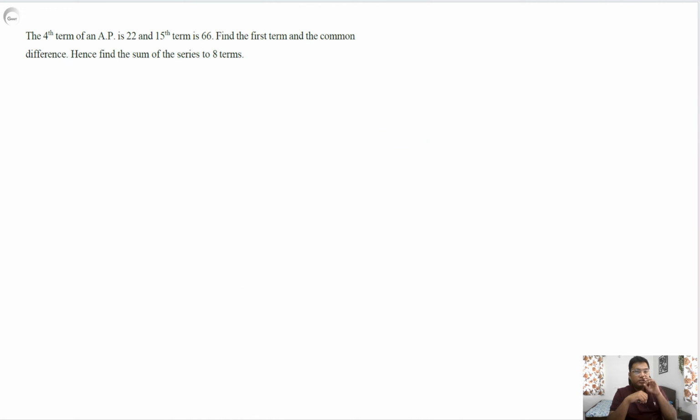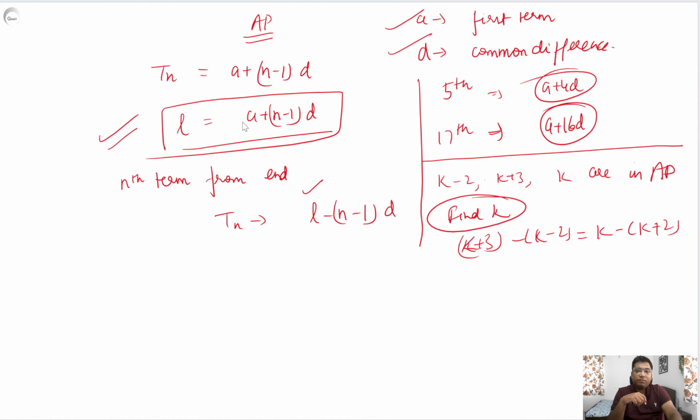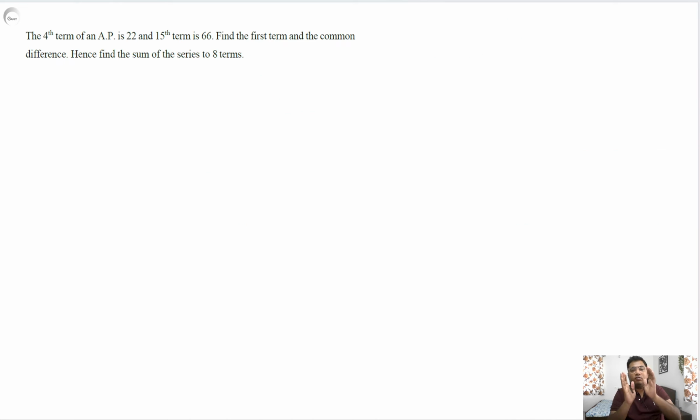Okay, so the question says the fourth term of an AP is 22. I won't read it further. I want to talk about this. When I mentioned to you that the fifth term of an AP is A plus 4D, this is exactly what I was talking about. If the question says fourth term, 15th term, you don't have to think like fourth term and 15th term. You have to think that when it says fourth term, I practically have A plus 3D given to me.